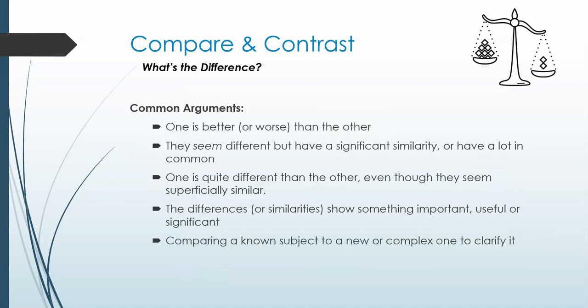There are some classes and situations where you might write an entire essay or other expository work that is a comparison. If you're planning to use comparison and contrast as the basis of a thesis statement or topic sentence, it will likely be one of the following: that one is better or worse than the other, which is the most common type. You also might argue that they seem very different but are actually quite similar, or that they seem very similar but are actually quite different. Or, another common one, that their differences and similarities show something important, useful, or significant.